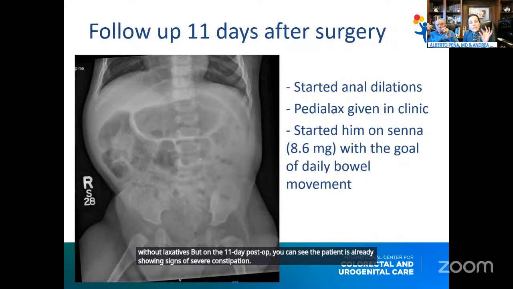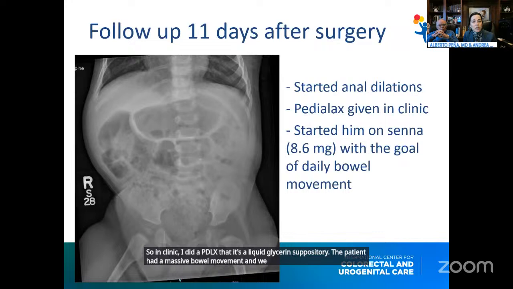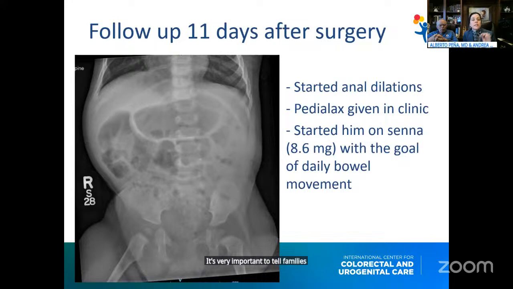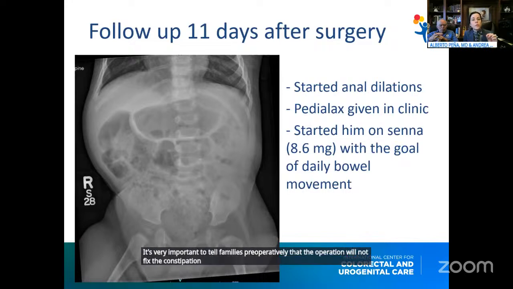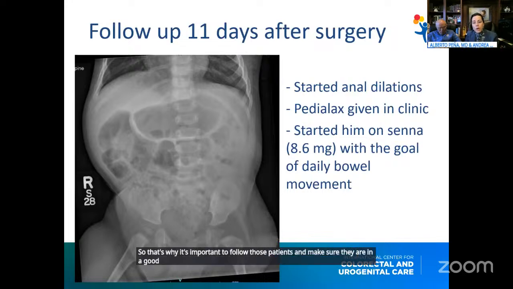So in clinic, I did a Pedialax, a liquid glycerin suppository. The patient had a massive bowel movement, and we started the patient on Senna. It's very important to tell families preoperatively that the operation will not fix the constipation. The patient will still be constipated. Of course, it will be easier for him to stool from that tiny hole to an adequate size, but the constipation will persist. That's why it's important to follow those patients and make sure they are on a good laxative regimen. This is just 11 days after surgery.